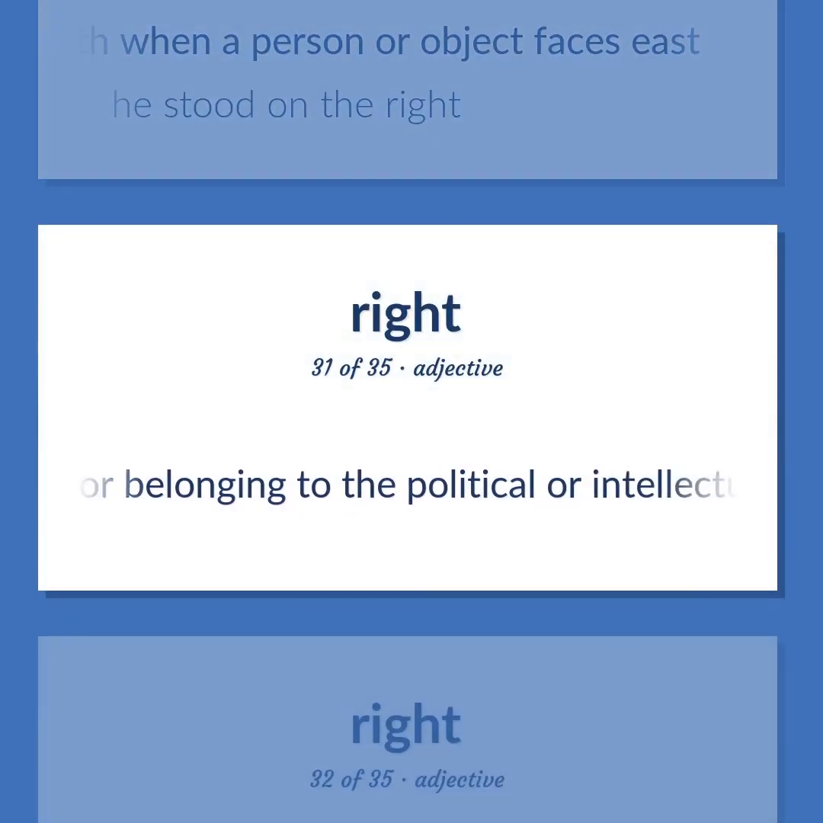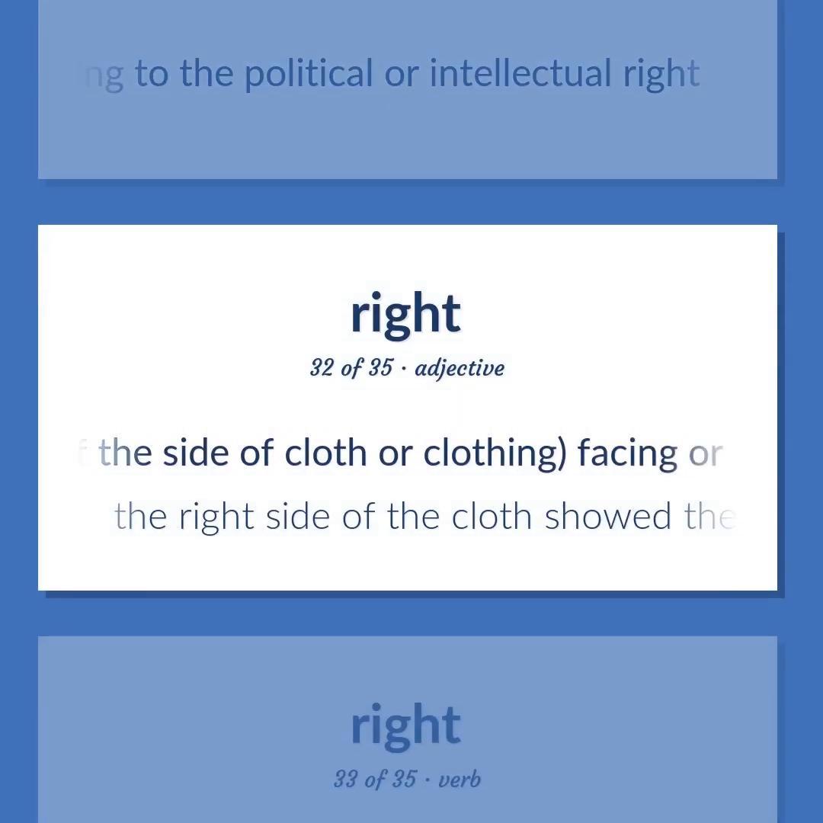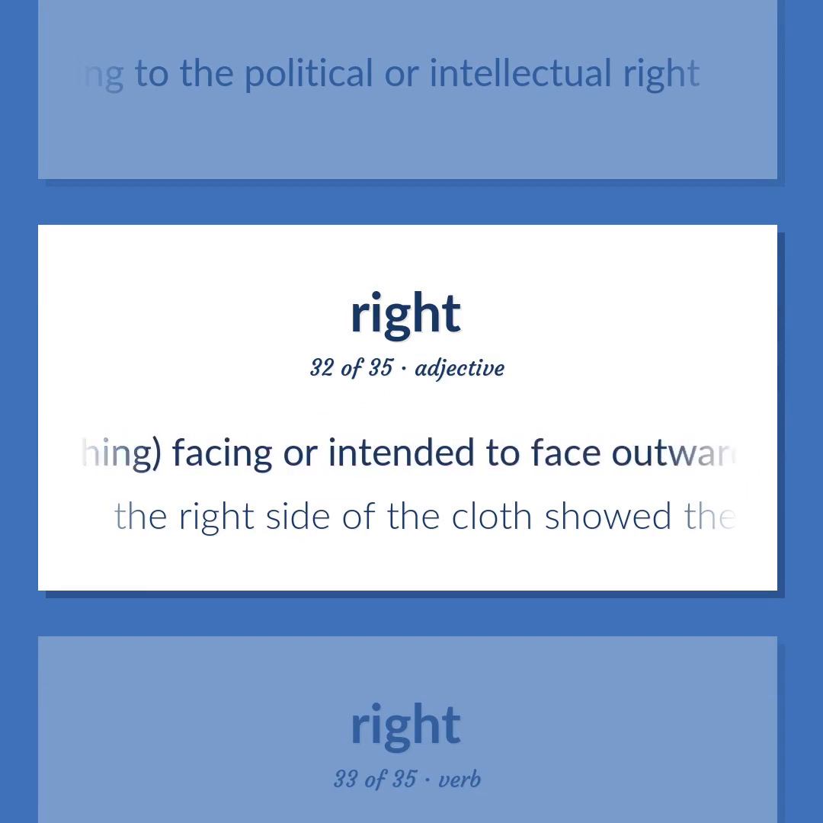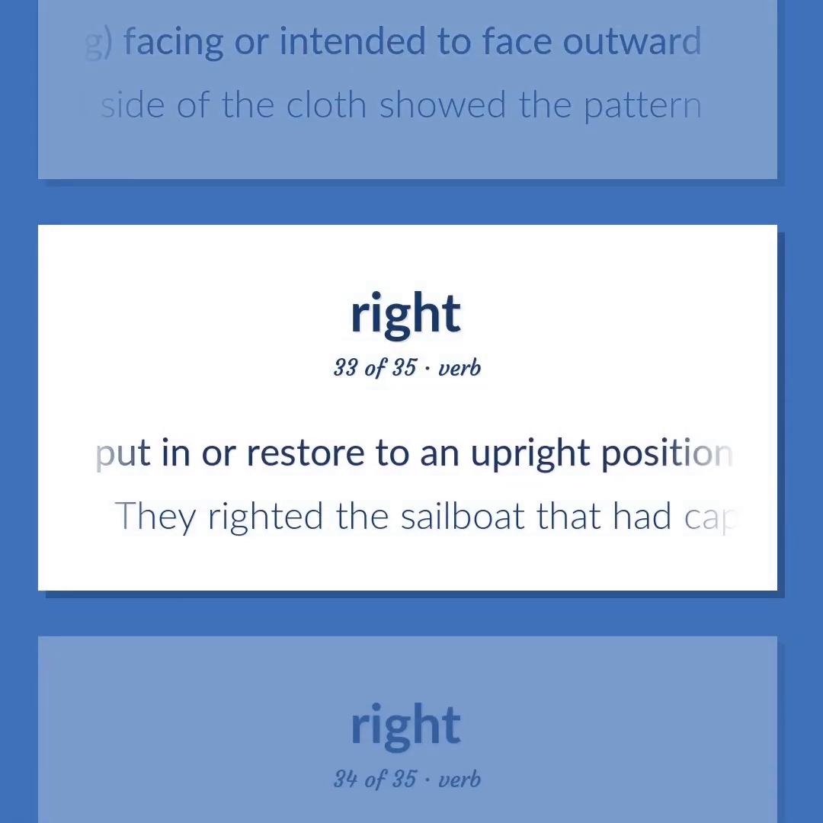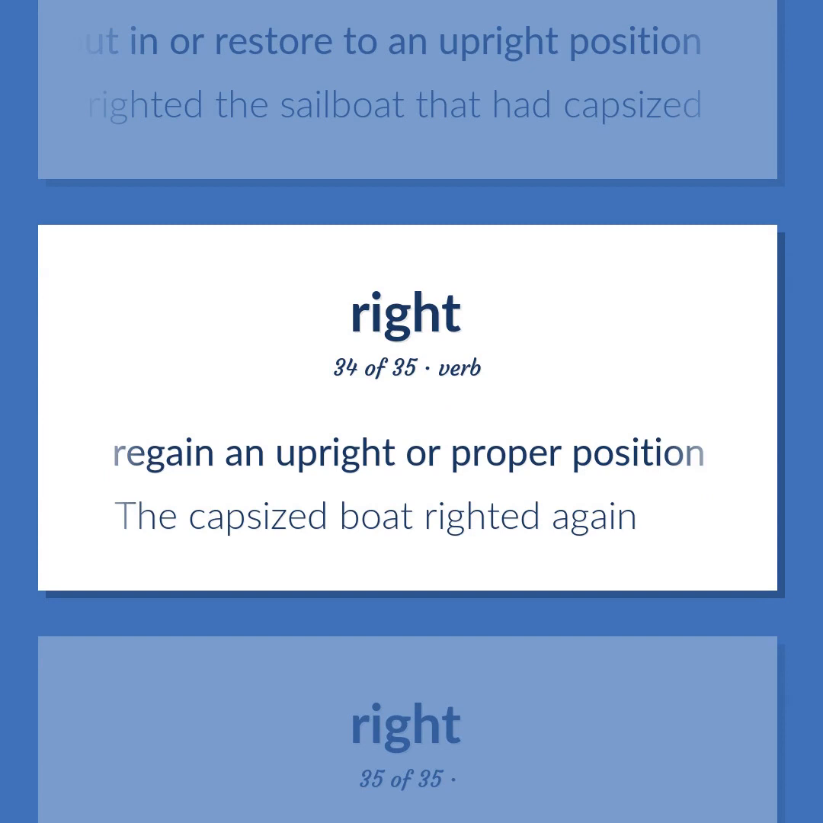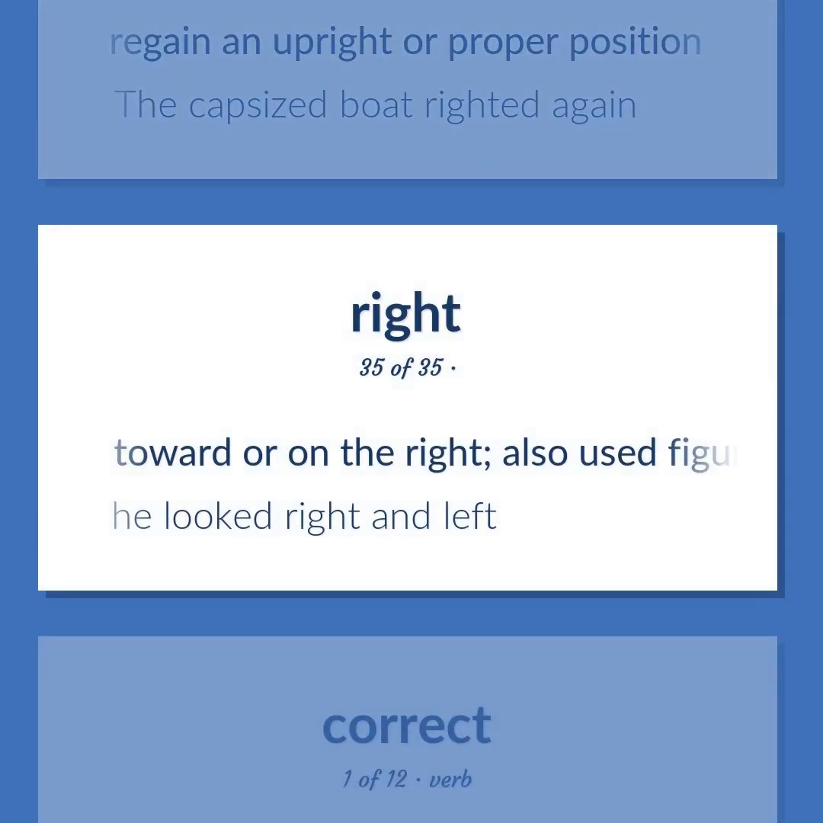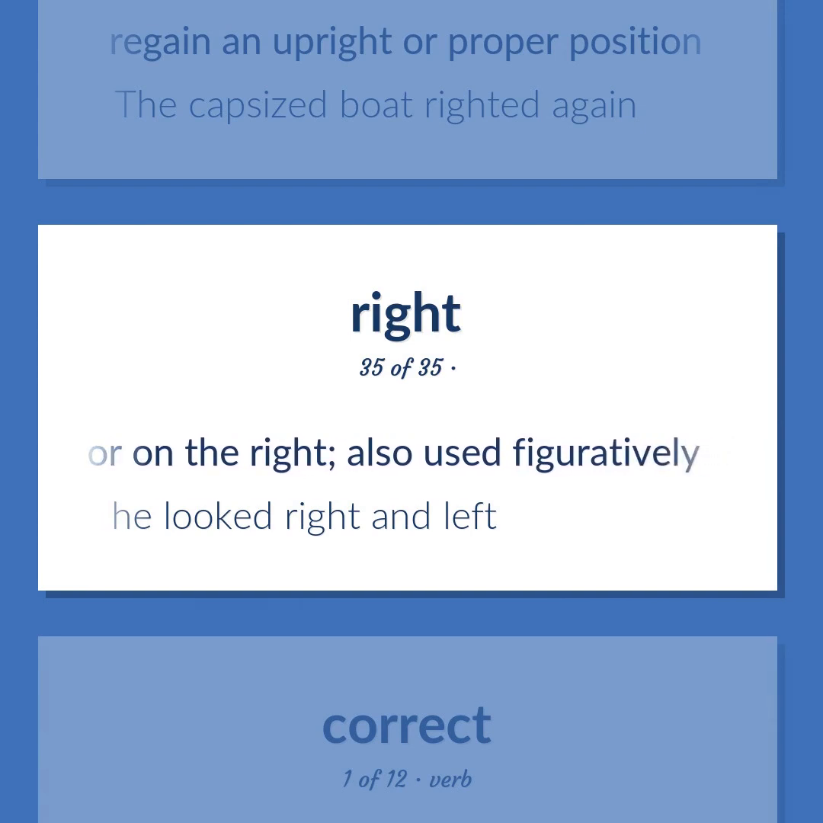Of or belonging to the political or intellectual right. Of the side of cloth or clothing, facing or intended to face outward. The right side of the cloth showed the pattern. Put in or restore to an upright position. They righted the sailboat that had capsized. Regain an upright or proper position. The capsized boat righted again. Toward or on the right, also used figuratively. He looked right and left.